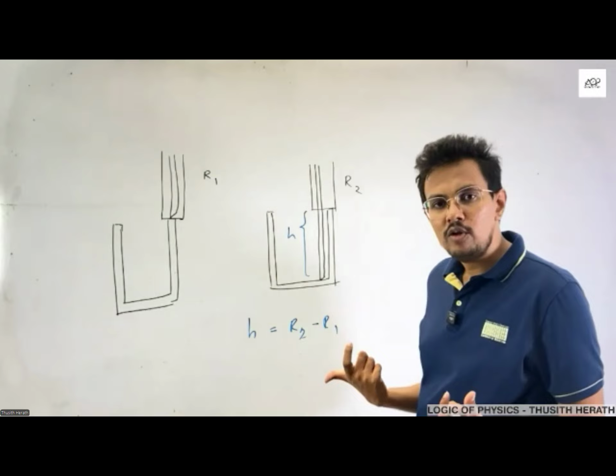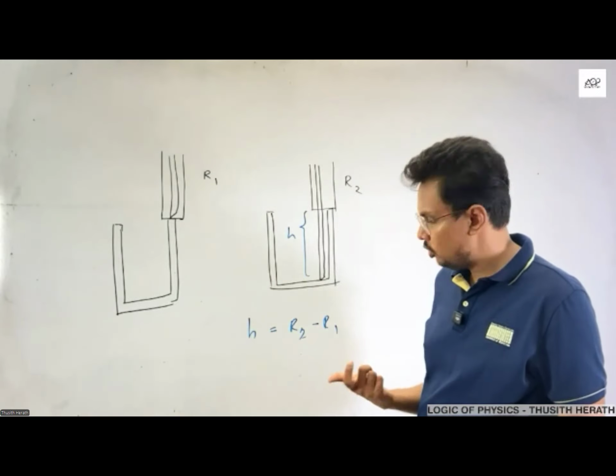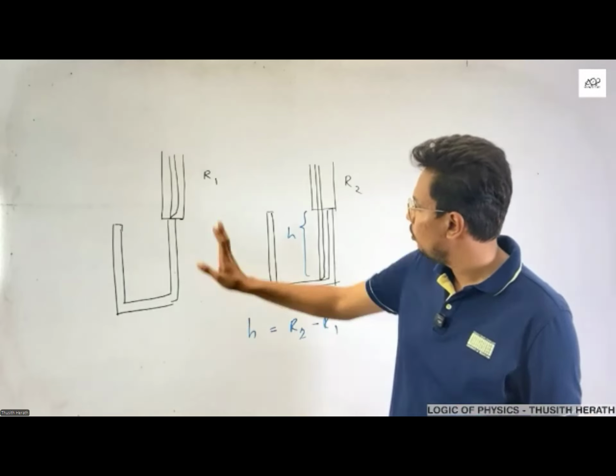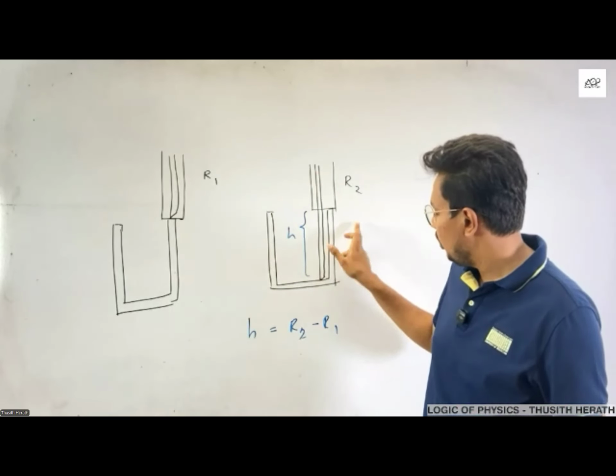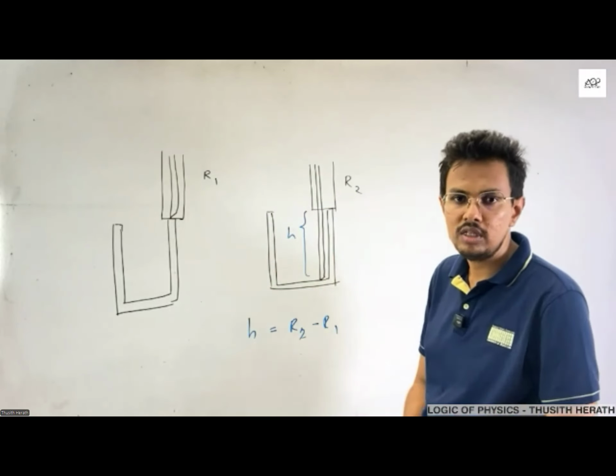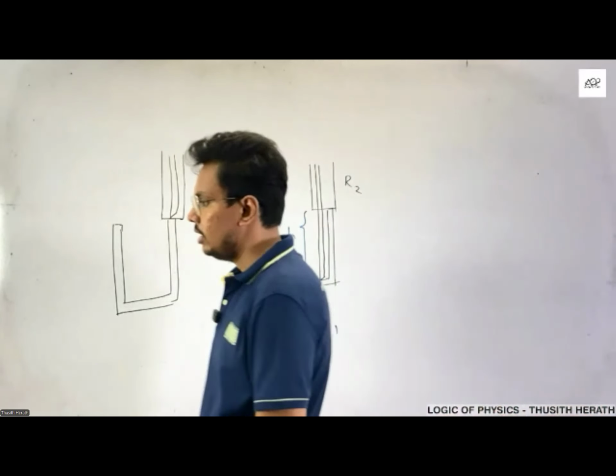So then you don't need to consider the zero errors, because if there's a zero error, it affects both the R1 and R2 readings. When you get the difference, it will cancel off. Therefore, no need to worry about zero errors when you are measuring depth.